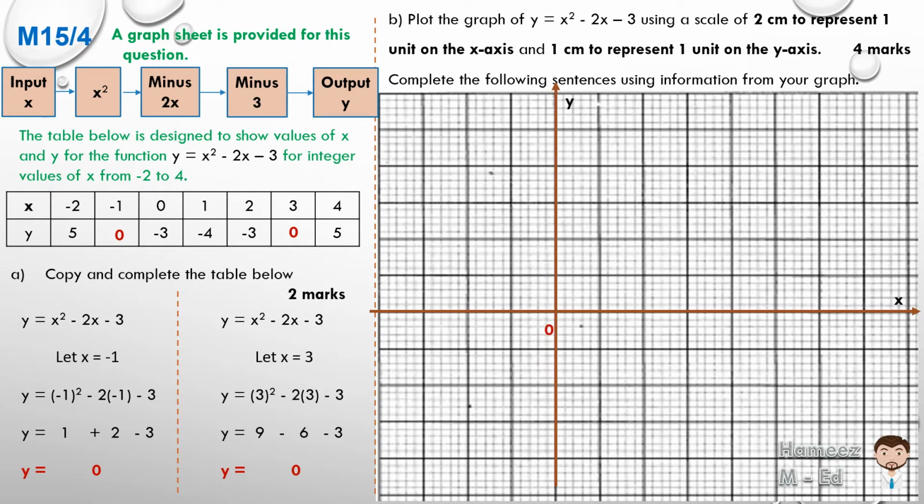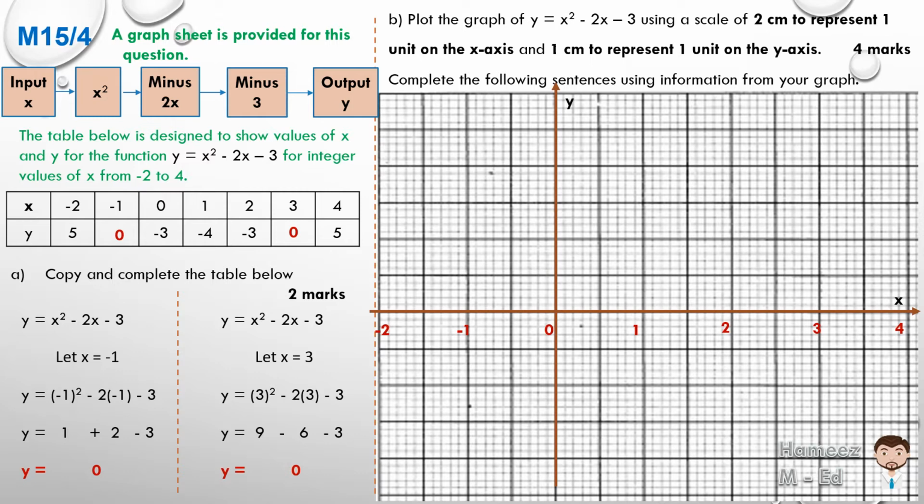And if we want to plot the values on the x-axis first, let's look back at the scale. For every 2 centimeters, we represent 1 unit. So from 0, we move 2 centimeters to the right, we'll get 1. Another 2 centimeters, we'll get 2. Another 2 centimeters, 3. Another 2 centimeters, 4. And if you're going to the left, we'll get minus 1 and minus 2.